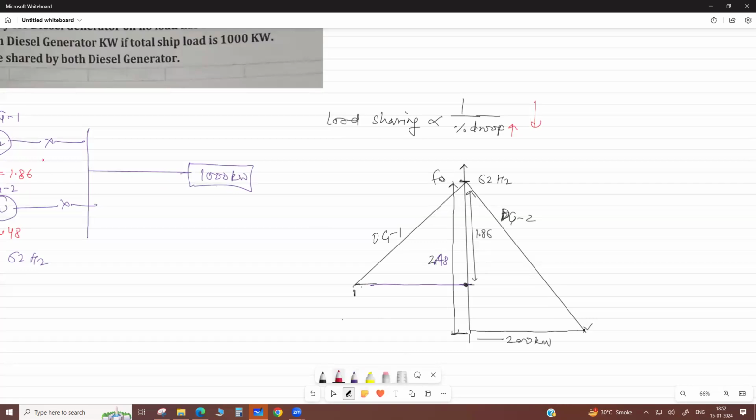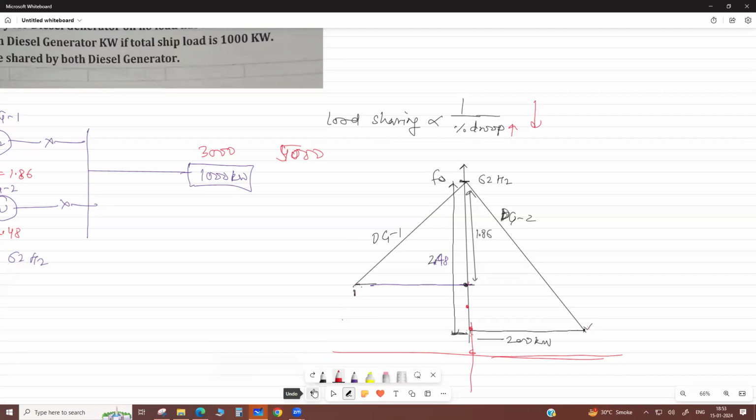Now if both machines are operating in parallel and the total load is 1000 only, where will the curve be for 1000 load? It will not be here, it will be between these. If it were 3000 kilowatt, then it operates here between these two. If it is greater than 5000 kilowatt, then the curve will come beyond this point. Then both machines will be overloaded.